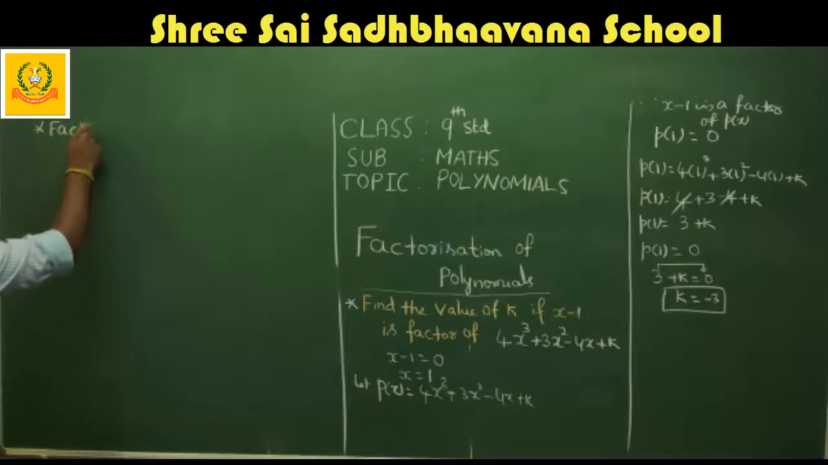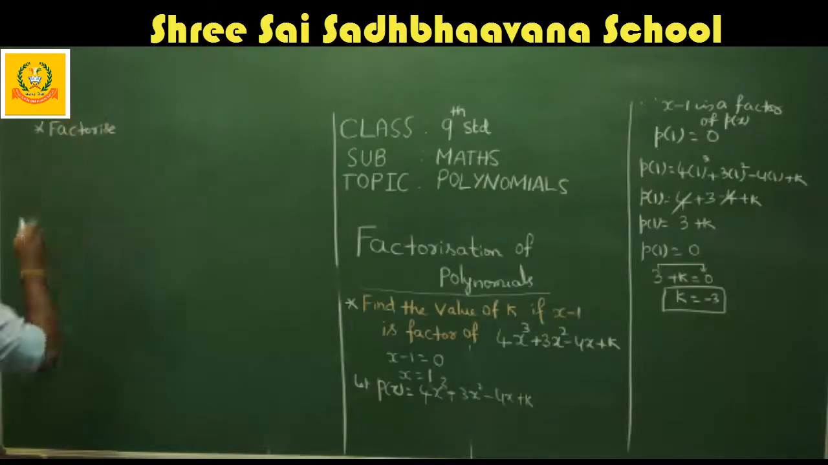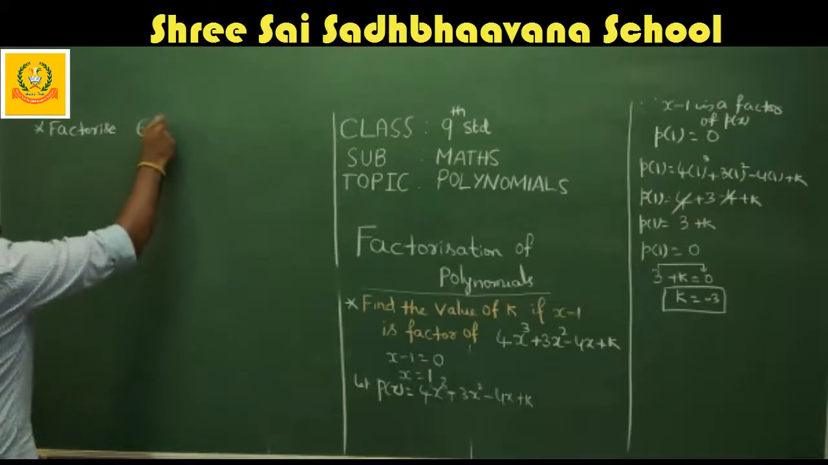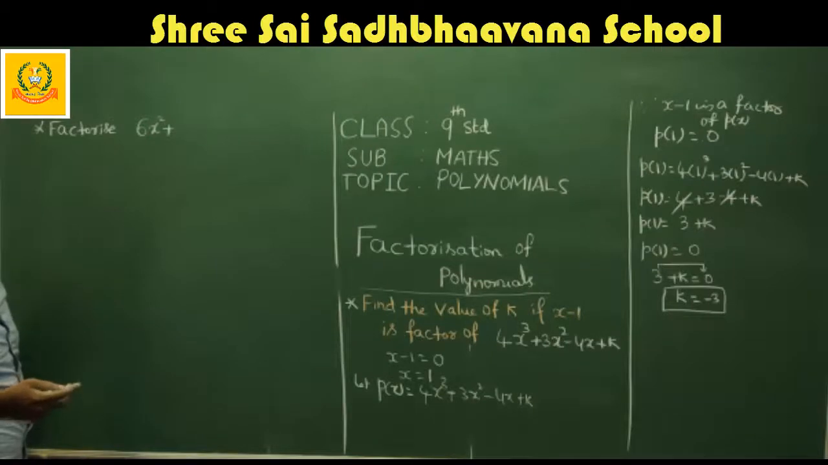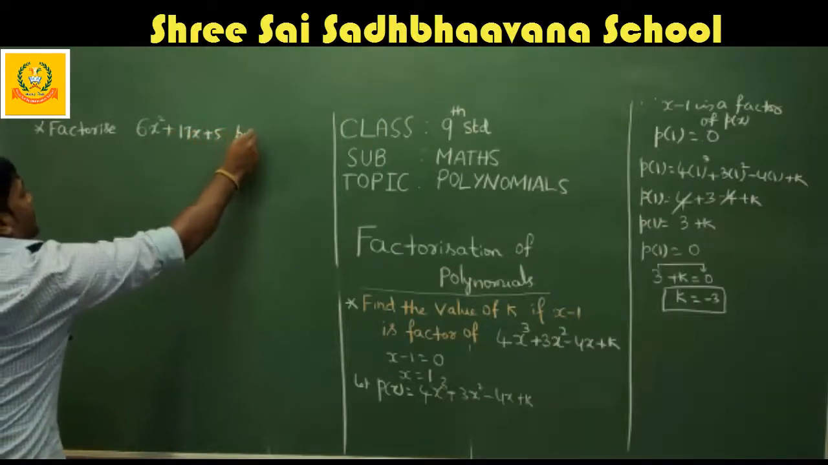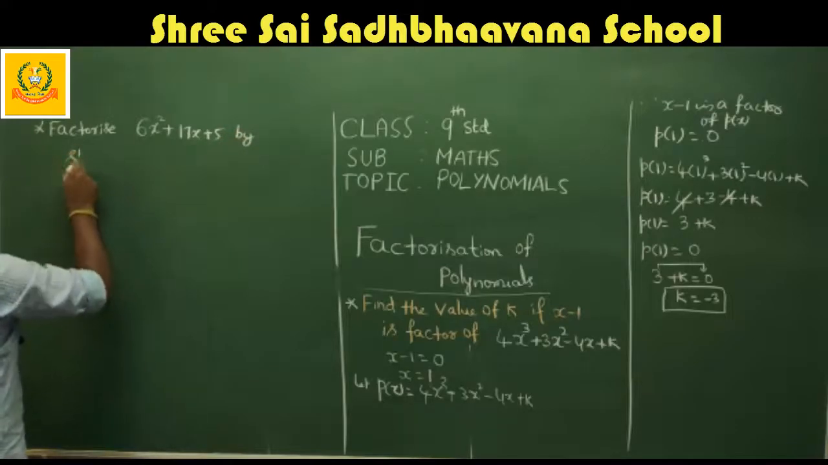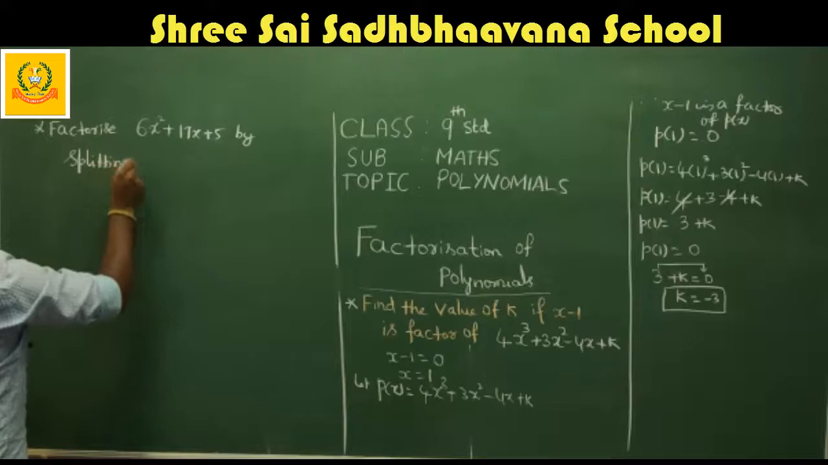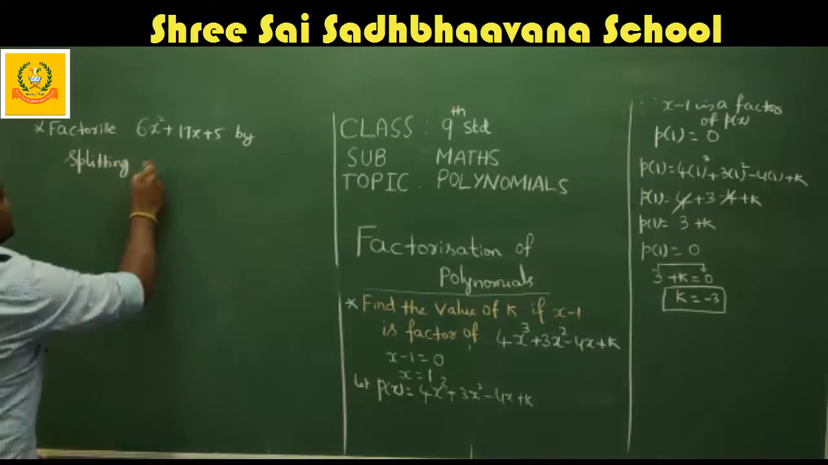Factorize 6x square plus 17x plus 5 by splitting the middle term.